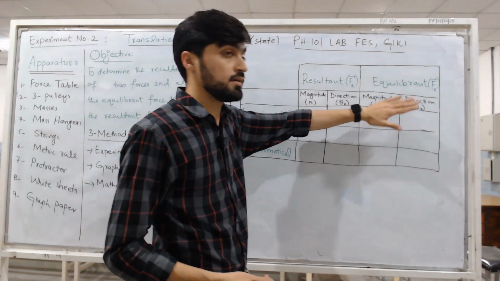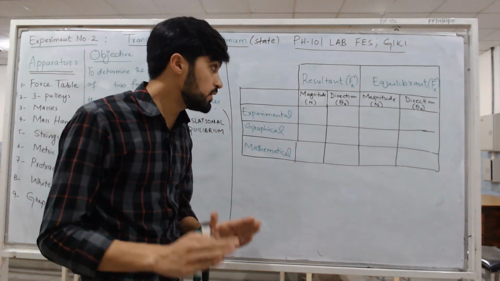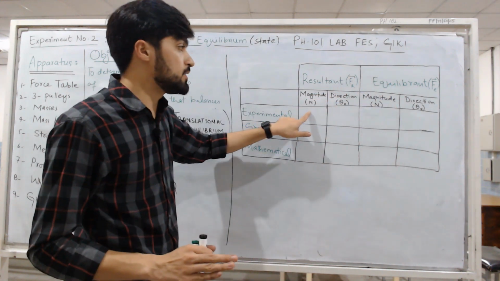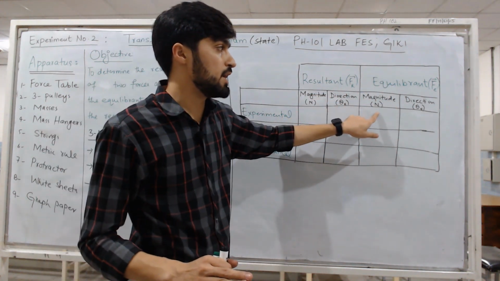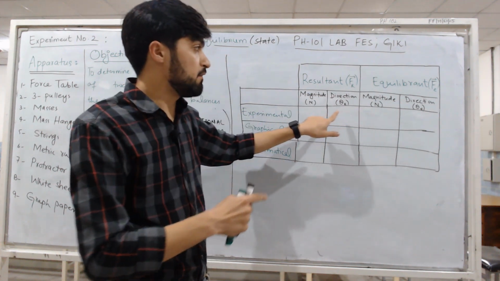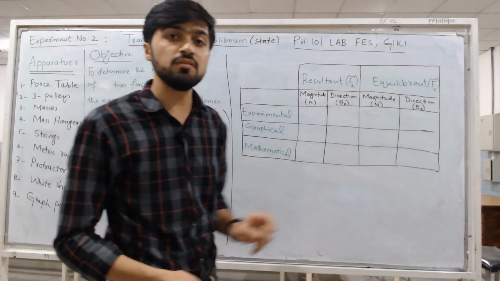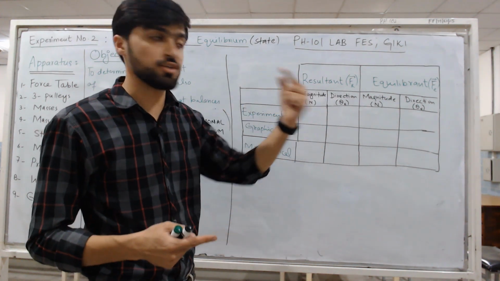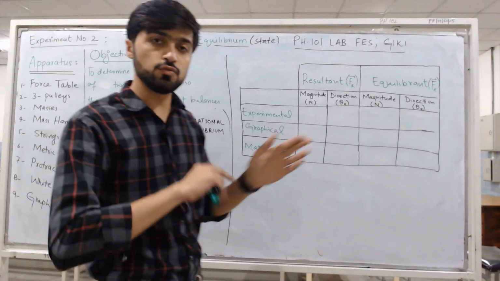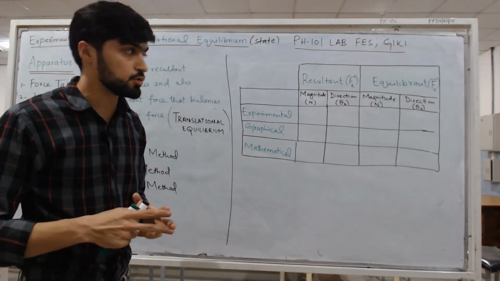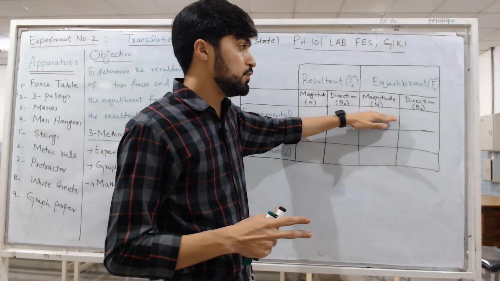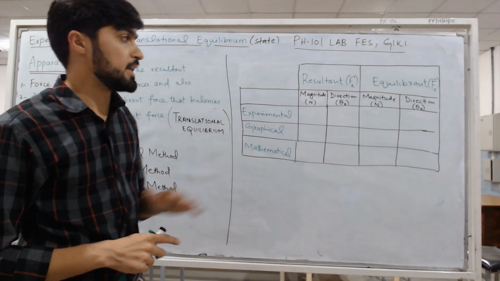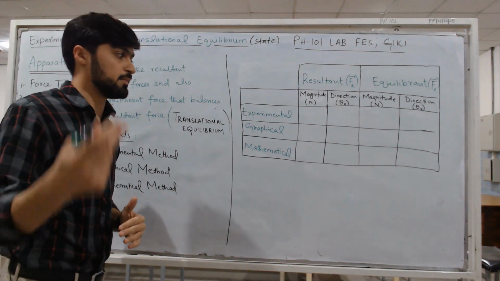If we know the resultant vector experimentally, then we know that if this is the magnitude of the equilibrium force, then the resultant force must have the same magnitude as the equilibrium force. And if the equilibrium force has a direction theta e, then the direction of the resultant force will be opposite to the direction of the equilibrium force. So these two forces are always equal in magnitude. So if you have the equilibrium force, you can easily find the resultant force, experimentally as well as mathematically.